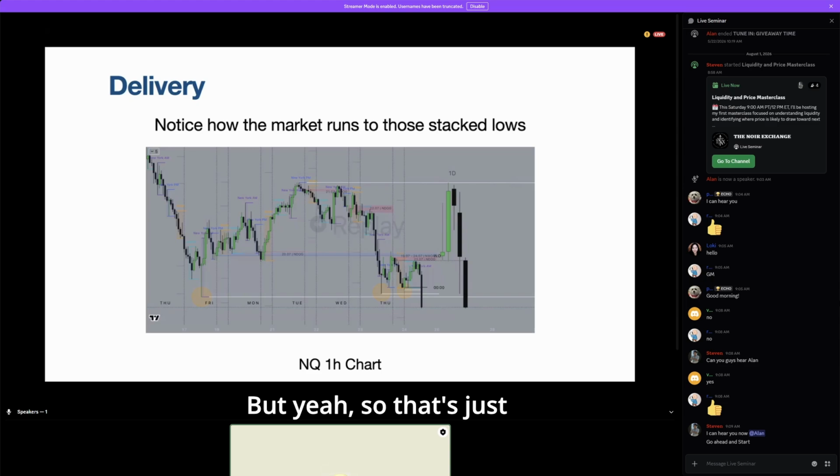But yeah, so that's mostly focusing on these stacked lows, and I hope that you guys are able to see how they're stacked. Basically, starting on the left to the right, it's like a stepping stone. That's really what you want to look for.